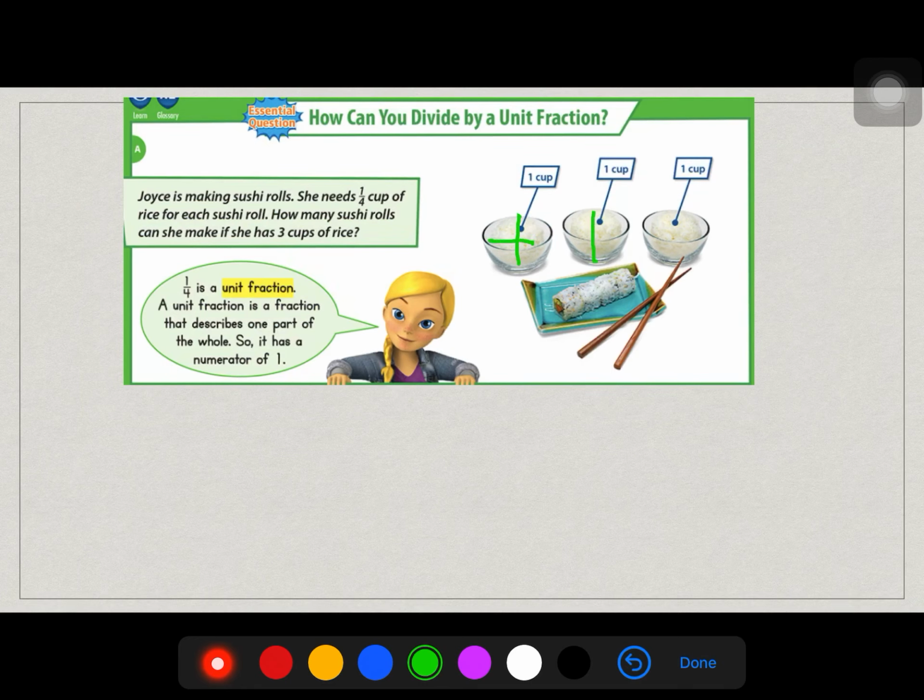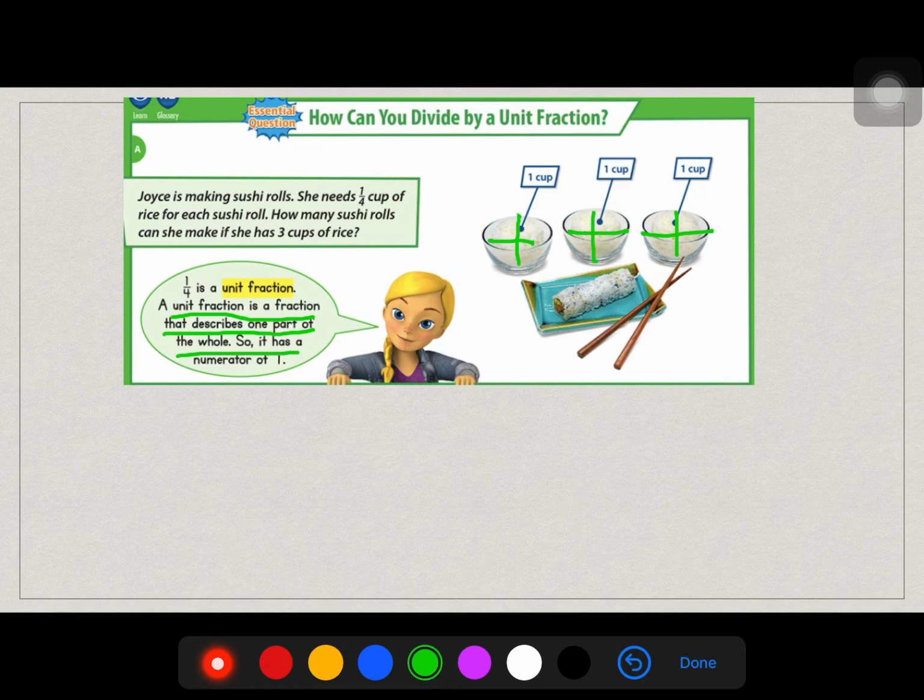Well, each cup of rice can make 4 rolls because she needs 1/4 of a cup for every roll. 1/4 is a unit fraction. And remember, a unit fraction is a fraction that describes one part of the whole. So it has a numerator of 1.